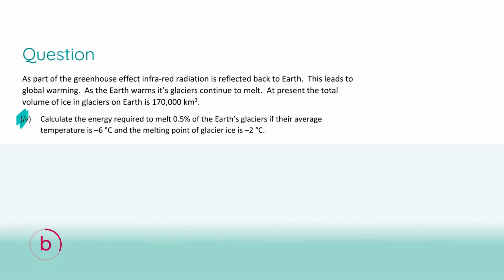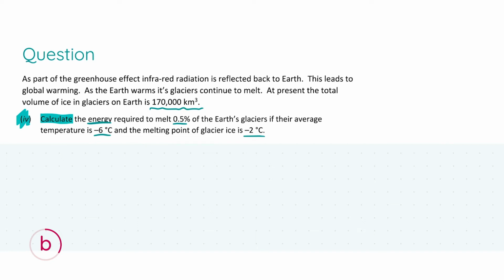In part 4, we are asked to calculate the energy required to melt 0.5% of the Earth's glaciers if their average temperature is minus 6 degrees and the point of melting is minus 2 degrees. This question follows a little subparagraph, which tells us some information about the Earth and the effects of radiation and the heating of the Earth. We are also told that the volume of all the ice glaciers on the Earth is 170,000 kilometers cubed.